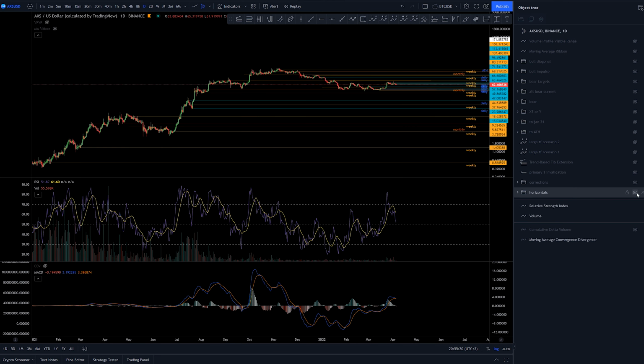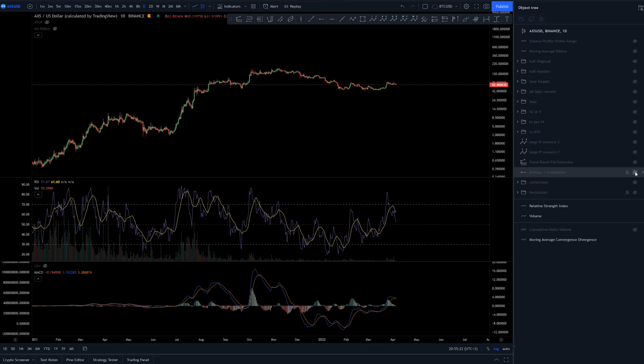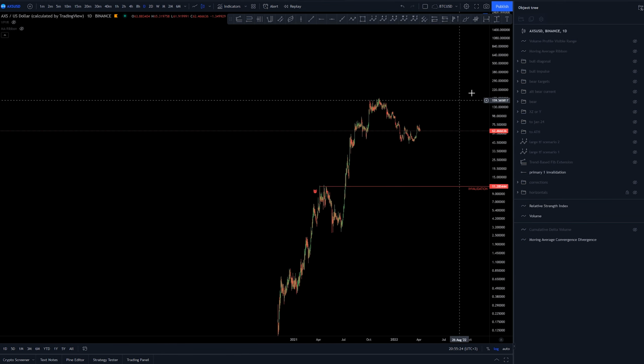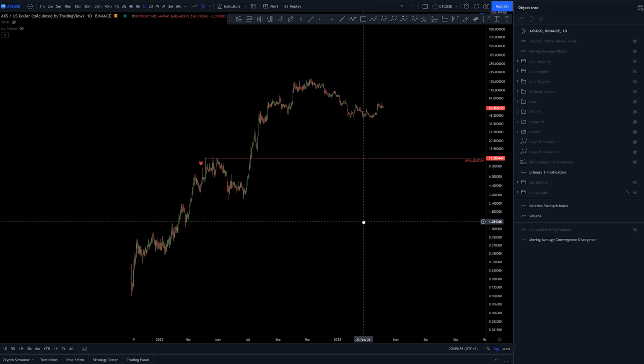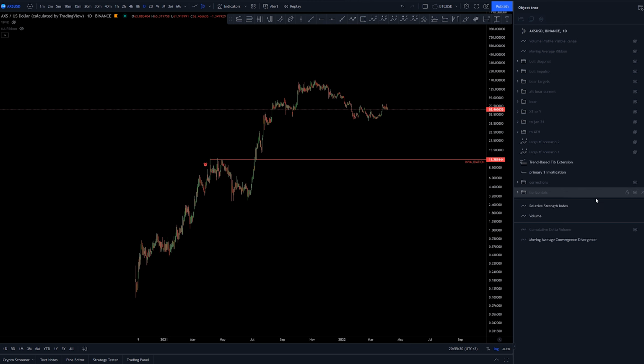Okay, that was the basic TA. Now we're going to jump into the Elliott Waves. So I had a couple of different ideas here that I wanted to share.